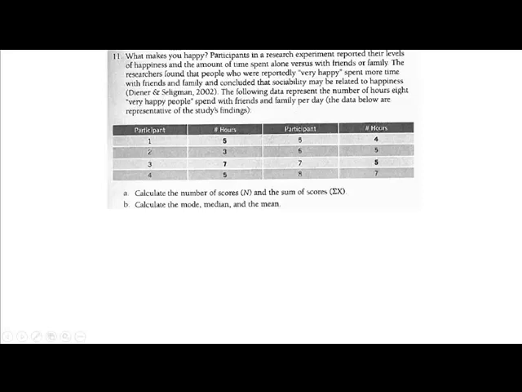Let's take a pause here, okay? Which one's the dependent variable? What's the outcome? The outcome that they're interested in is happiness. What's the independent variable? Well, the independent variable is time with friends and family, or what they call sociability.